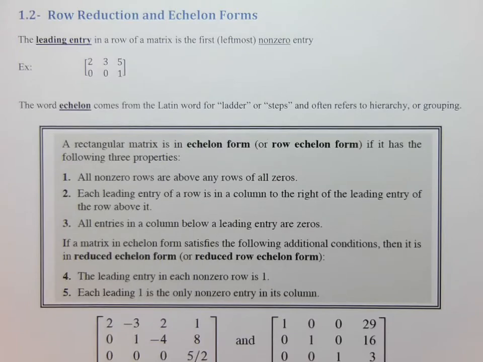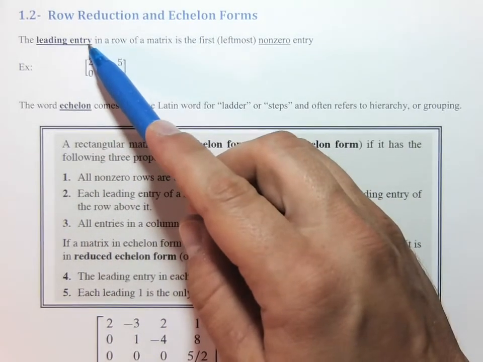And it's not the most exciting stuff, but this vocab is important because I'm going to use the words on this page almost every video, would be my guess. And so you want to be able to know what I say when I say leading entry or when I say echelon form and things like that. So let's get started. So the leading entry in a matrix.